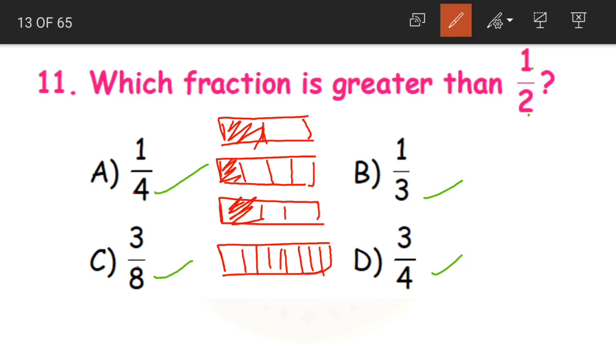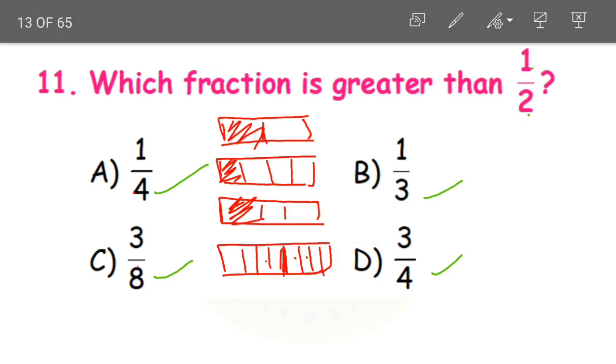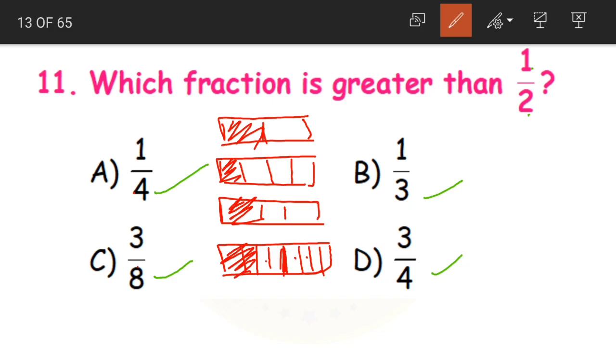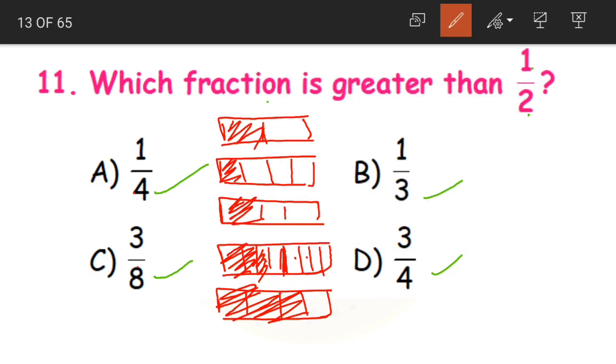See, like this. We have 1, 2, 3, 4, 5, 6, 7, 8 equal parts. And then from that shade 3. 1, 2 and 3. Then lastly we have 3 by 4. So divide it into 4 equal parts and then shade 3 by 4. Now from this, can you tell me children which is greater than 1 by 2? See, the green line here is the line of 1 by 2. Now which fraction is representing more than 1 by 2? 3 by 4, the last one.